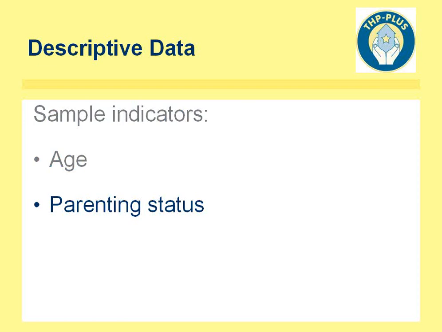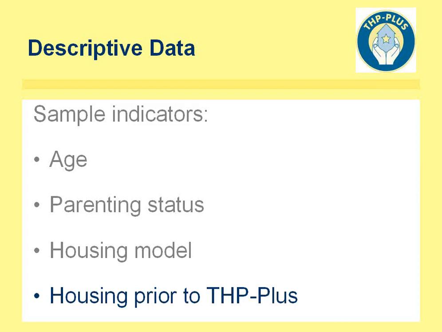So let's talk about what those reports are going to include. They're going to include descriptive data such as the age breakdown of participants, the % of participants that are parenting, the housing model, and what their housing was prior to THP+. So we can see how many participants are coming directly from foster care, how many were homeless right before THP+, how many were living in their own apartment, answering those kinds of questions.